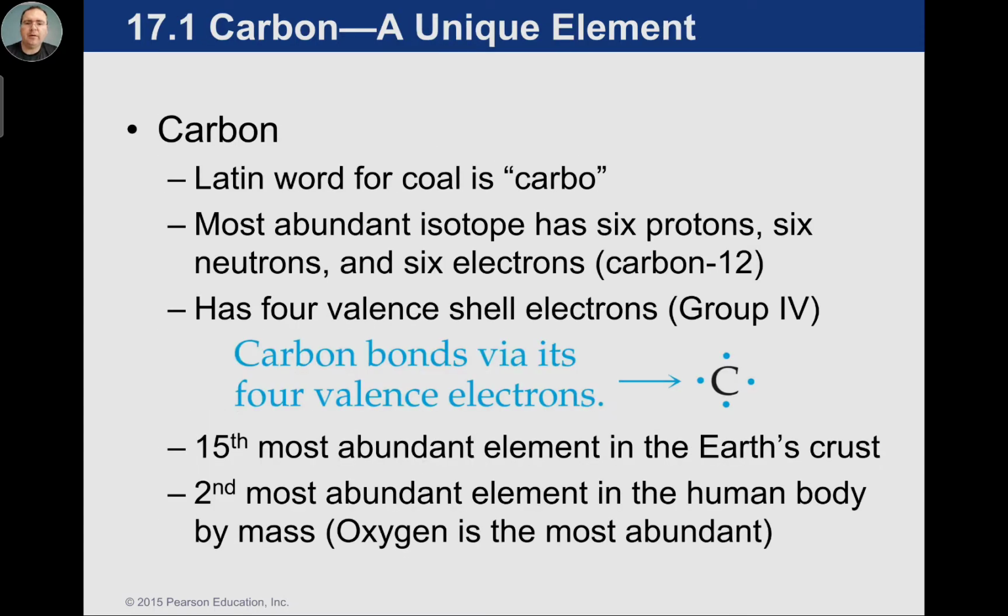So carbon comes from the Latin word for coal, carbo. We know that in its most stable form, it has 6 protons, 6 neutrons, and 6 electrons. We also know that it has 4 valence electrons, being in group IV, at least Roman numeral IV, or group 14, using that ones place as a representation of valence electrons, very important in the last several chapters. It is the 15th most abundant element in the Earth's crust, and it is the second most abundant in our body, based on mass, oxygen being the highest.